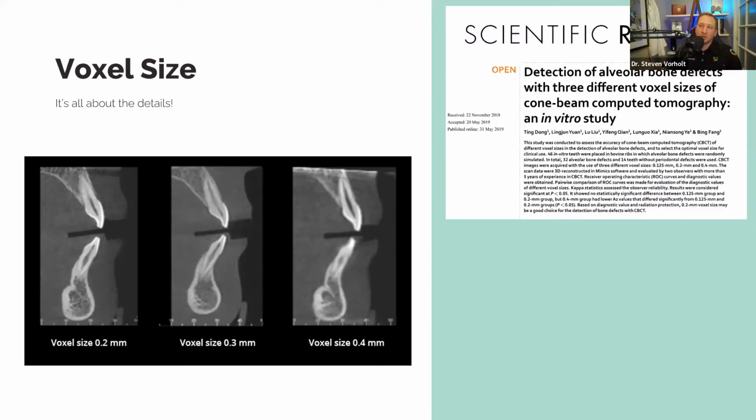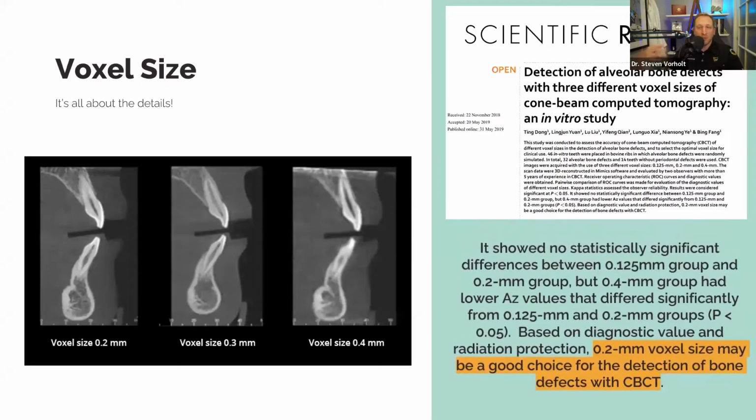What this study showed is that anything 0.2 or better is great. Beyond that, there's not a big clinical difference in what you can and can't see. If it's worse than 0.2, in the 0.3 and 0.4, there are statistically different abilities to read things. This study was looking at vertical defects in bone, something that's very difficult to see right around teeth. So 0.2 is going to be your maximum size. Anything better than 0.2 is great.